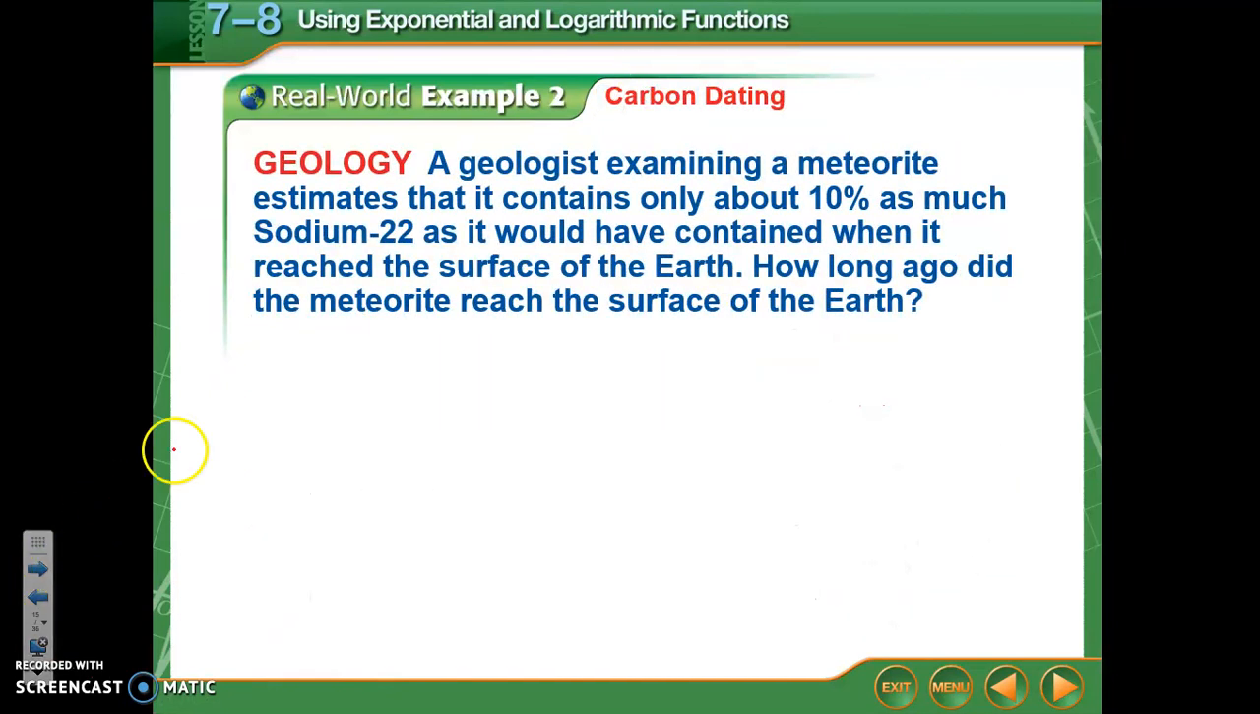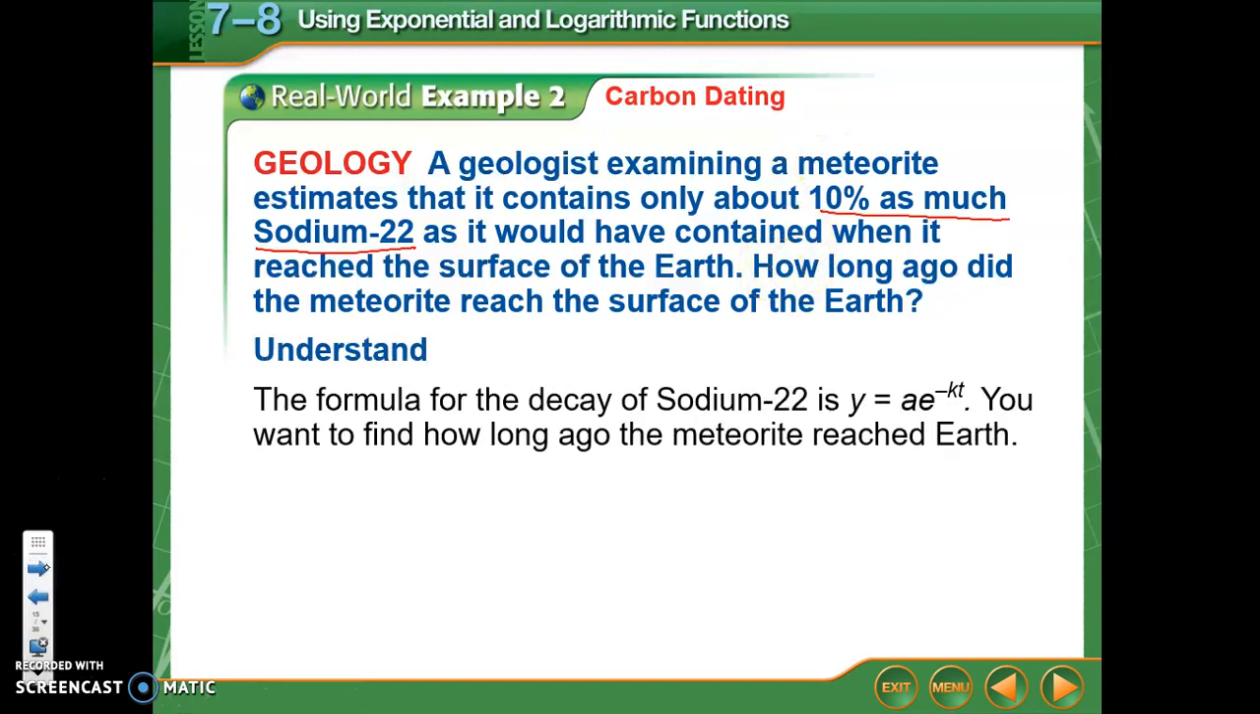All right, let's take a look at another example. This one uses the idea of carbon dating in geology as an example. It says a geologist examining a meteorite estimates that it only contains about 10% as much sodium-22 as it would have when it reached the surface of the Earth. How long ago, according to this model, would the meteorite reach the surface of the Earth?